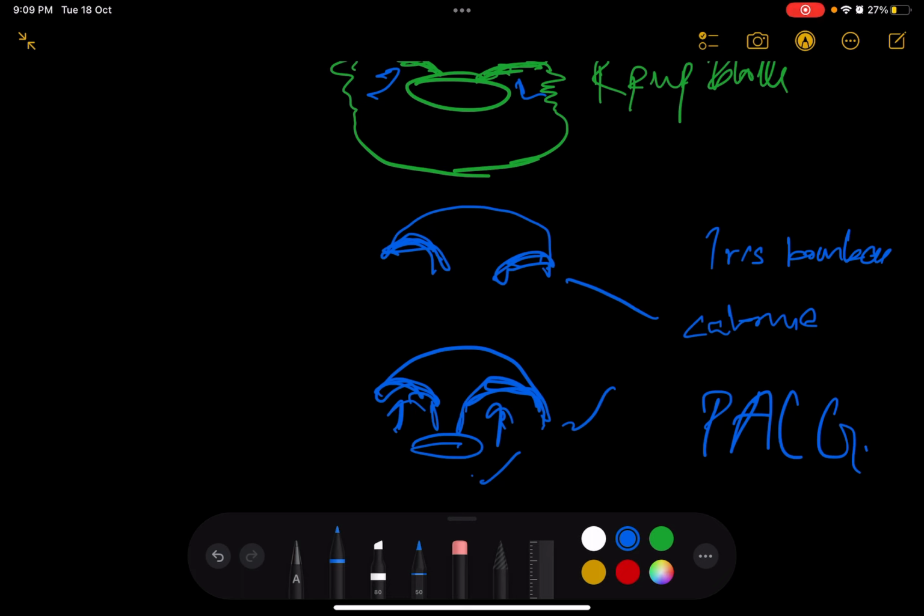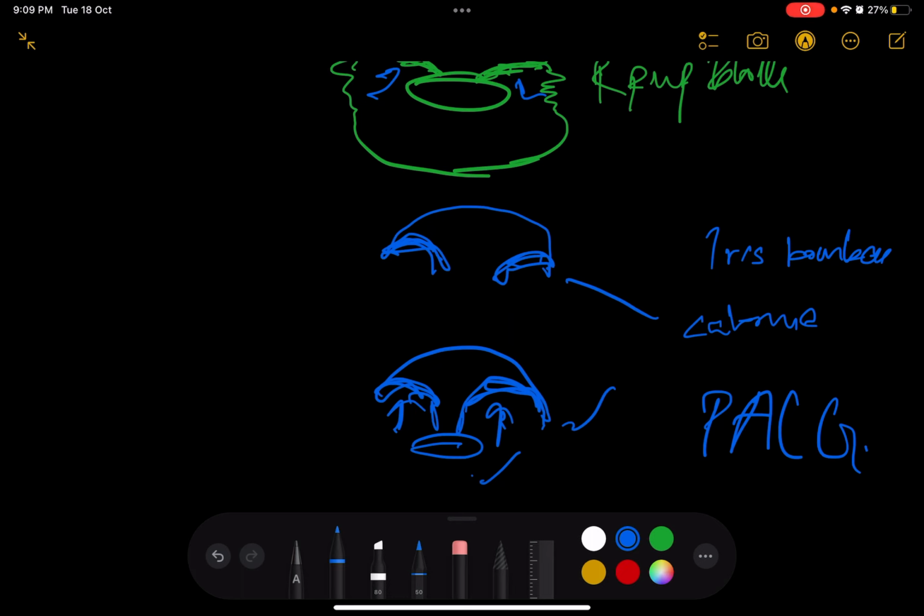Okay, there's something called a PACS and there's something called a PAC. Primary angle closure suspect is a patient who has a normal IOP, a normal optic disc, but there's apposition in greater than 3 quadrants. That means there is a certain amount of apposition that has already occurred.